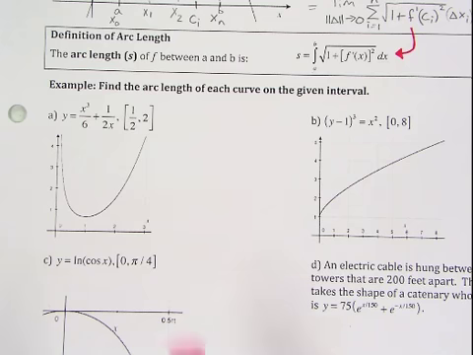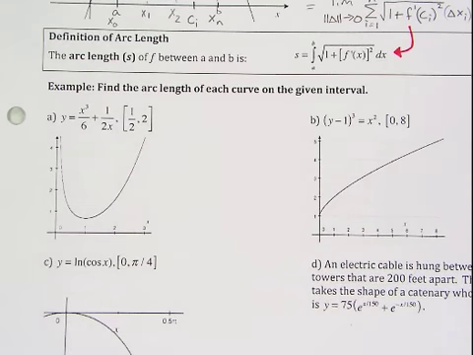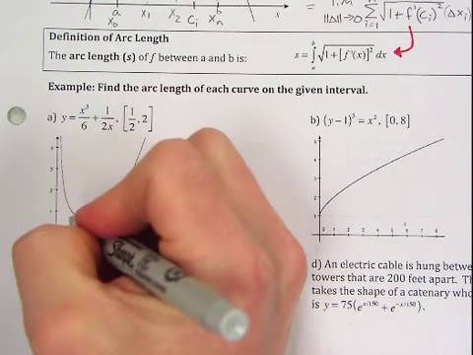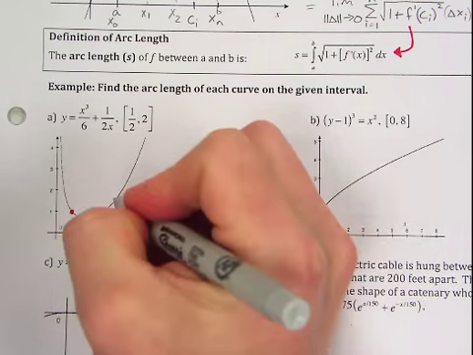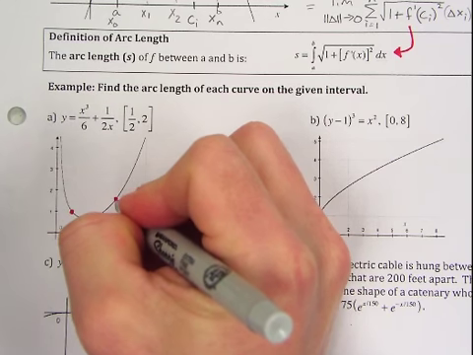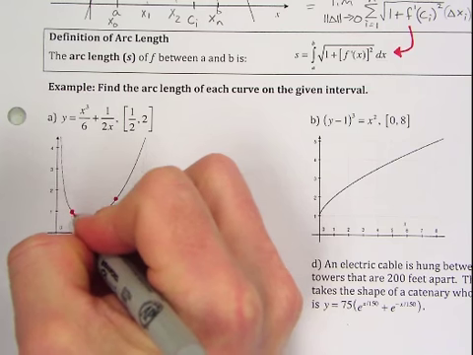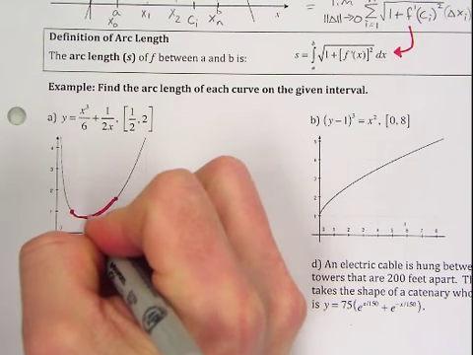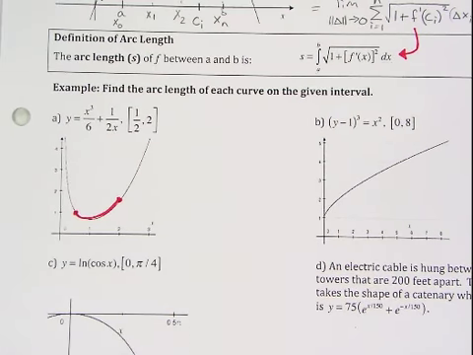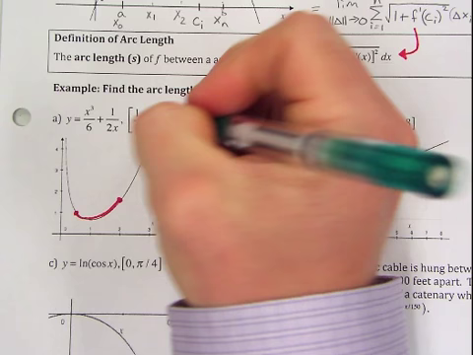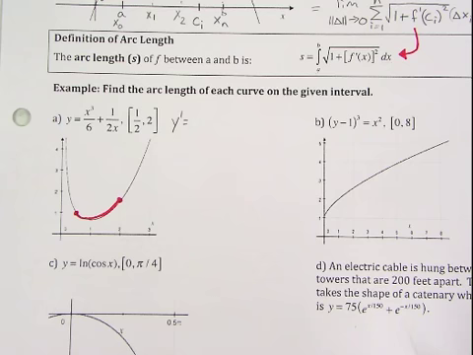So here's our function, y equals x cubed over 6 plus 1 over 2x. And we want to find the arc length from 1/2 to 2. So you'll use 1/2 and 2 as your limits. The first thing we want to do for all these problems is find our y prime, or the derivative of our function.